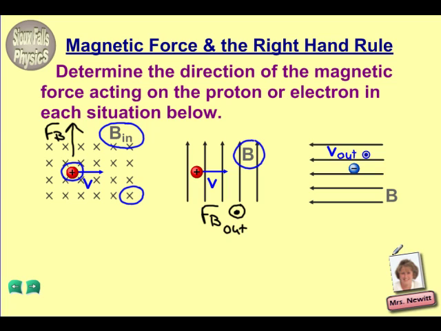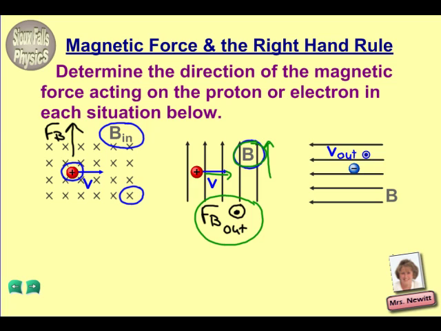Also, using our double check of the 3 axes, we can see that this would make sense. The B, or the magnetic field, was in the vertical direction, so that's the Y, up or down. The velocity was in the X direction, to the right. And so it makes sense then that our magnetic force should have been either in or out to represent the Z direction.